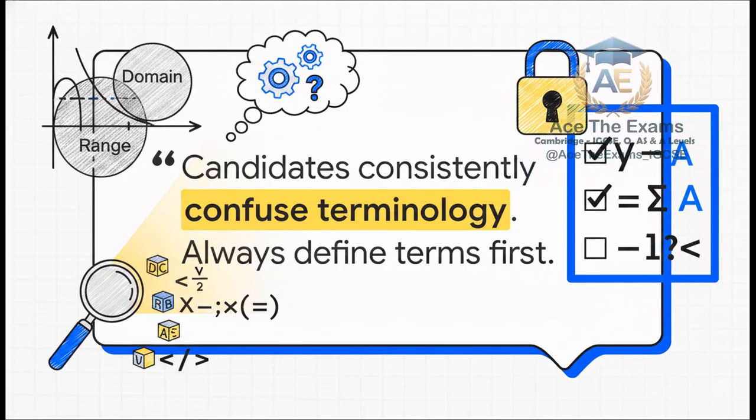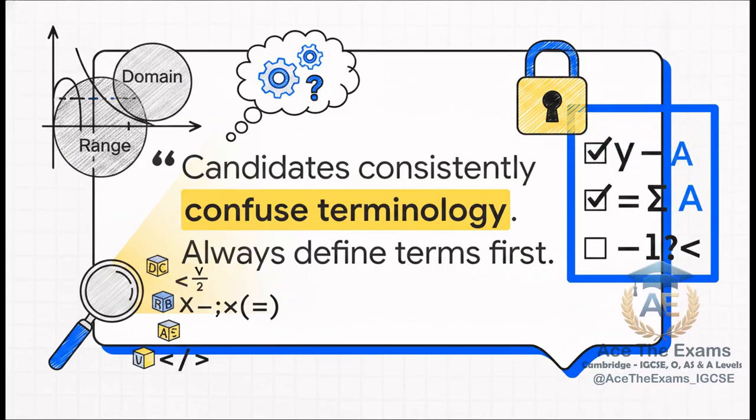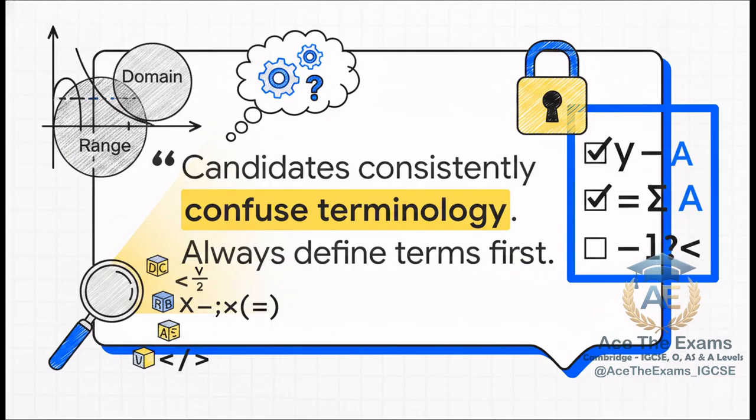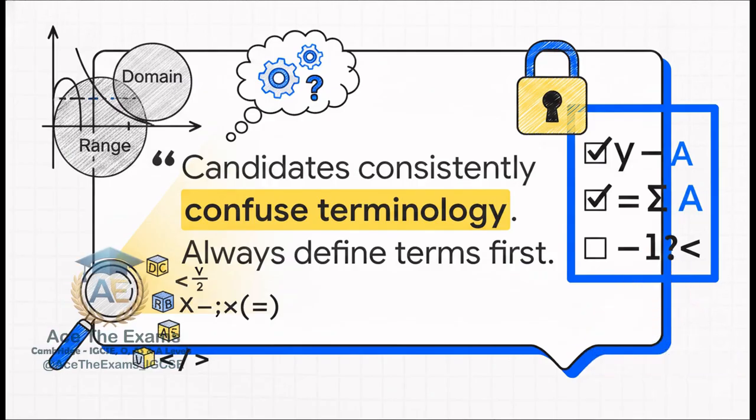Do you know the precise difference between the domain of an inverse function and the range of the original function? They are inherently, permanently linked, but if you mix up the terminology in your working, the examiner literally cannot reward you, even if your numbers are right. You have to communicate like a true mathematician.